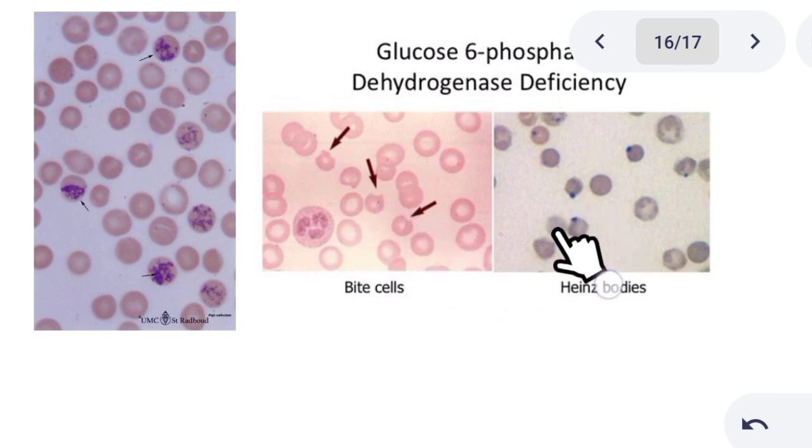Macrophages come and bite that Heinz body. And when they bite that Heinz body, what's going to happen? The cell is going to remain like that. So they're going to bite the Heinz body. And then when this cell is taken to the spleen, it's going to be digested or broken down into heme and globin. So the hemoglobin will be digested into heme and globin in the spleen. That's why this digestion occurs.